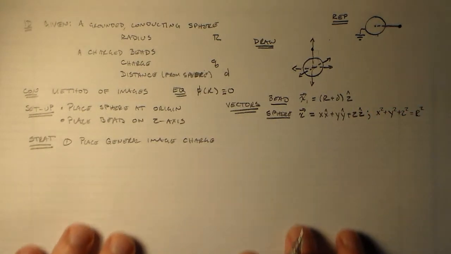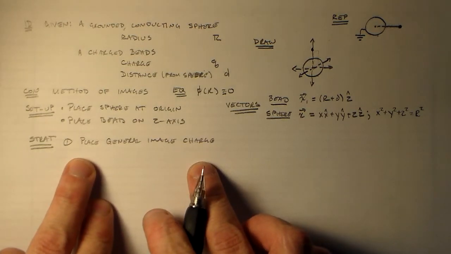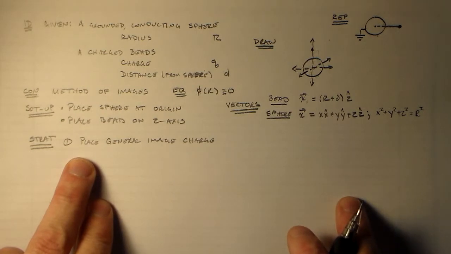So in this case, I'm going to do the entire strategy on this one page. And the reason is because we've got two big steps to do this. First is finding the image charges, and second will be to find the charge distribution using Gauss's law. All right.